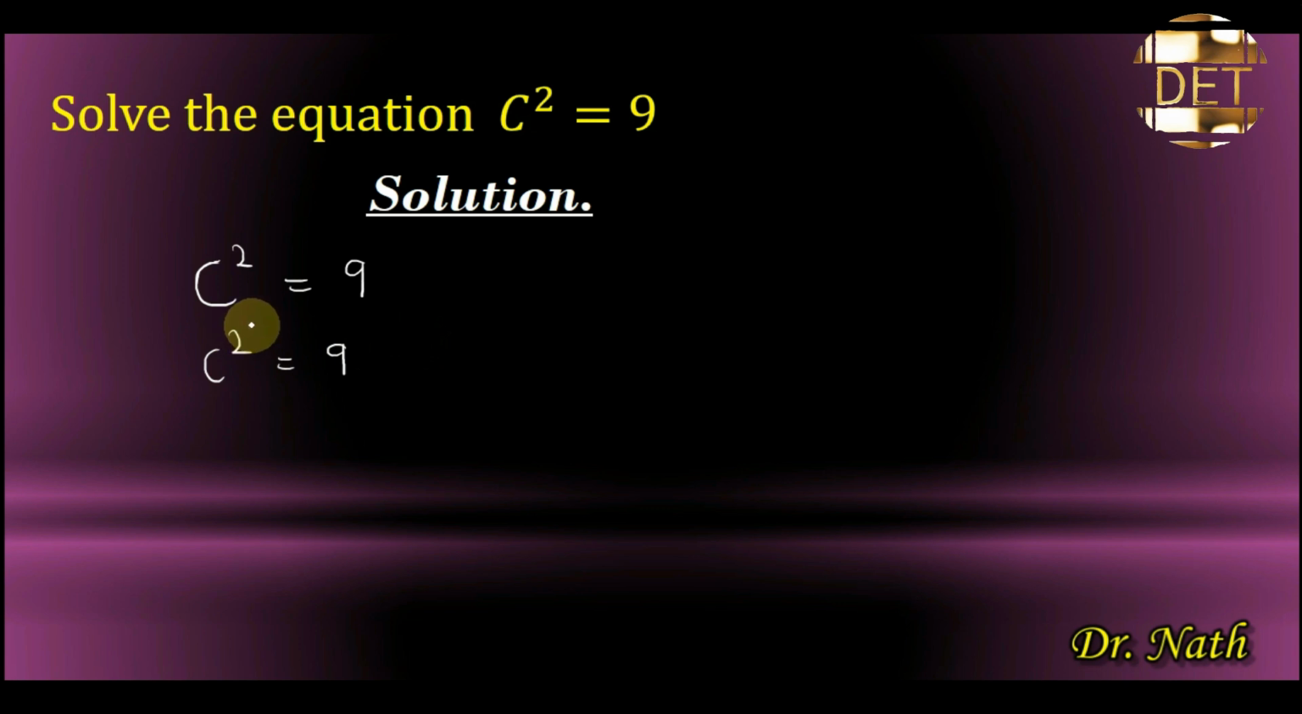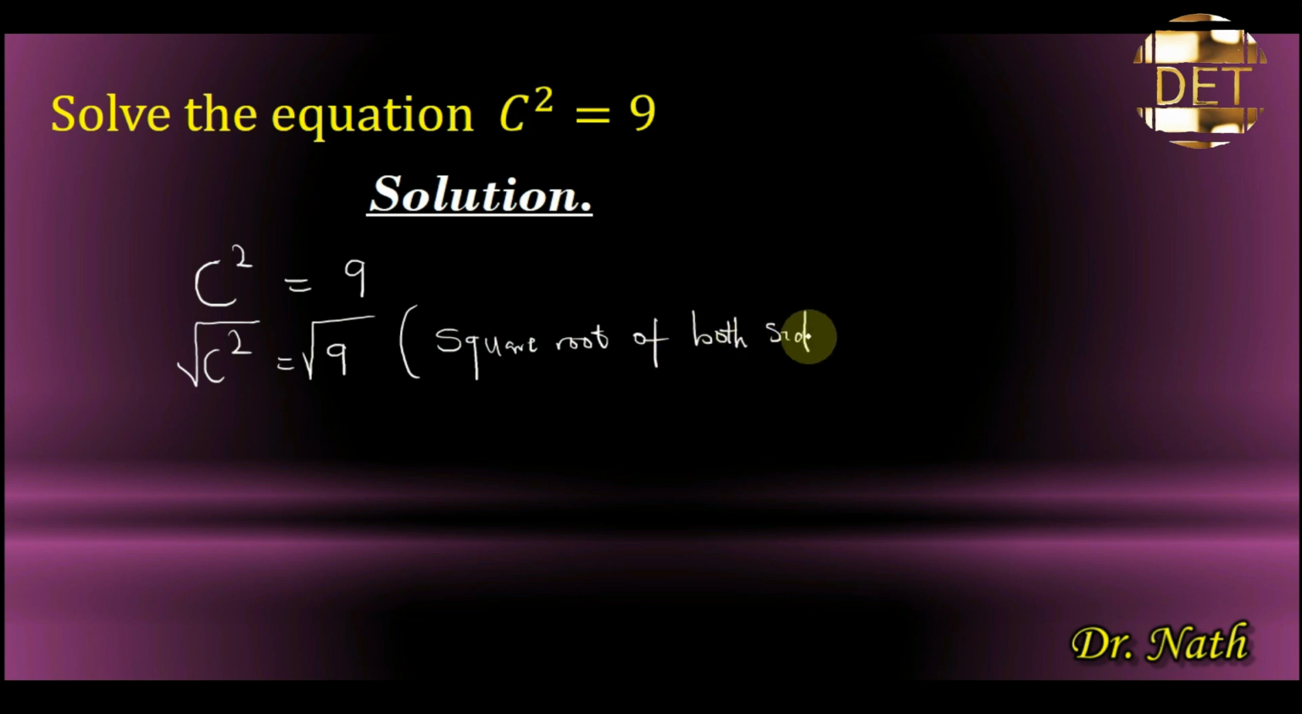So I'll find the square root of this side of the equation and also the square root of this side of the equation. Like I said before, this is a general principle in mathematics. Whenever you encounter something like this, you just find the square root of both sides of the equation. So what I did here is that I looked for the square root of both sides. This square will cancel the square root to make c stand alone, and the square root of 9 is equal to 3. So this is our answer for this question.